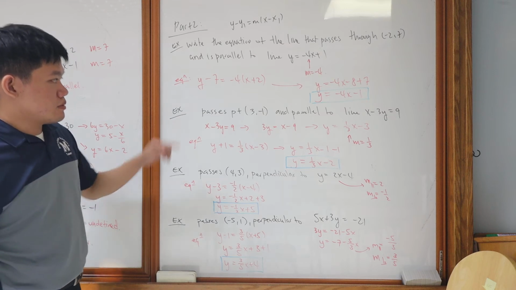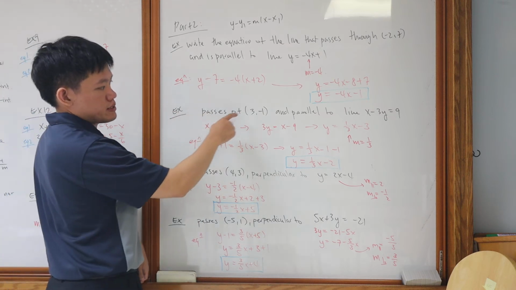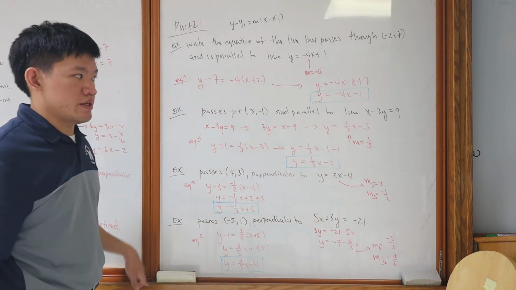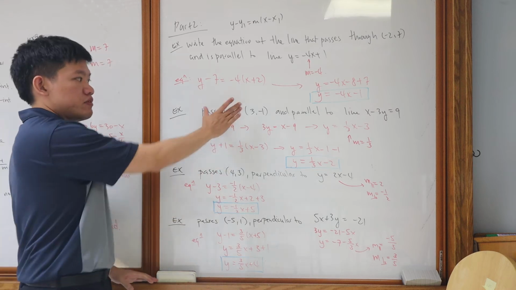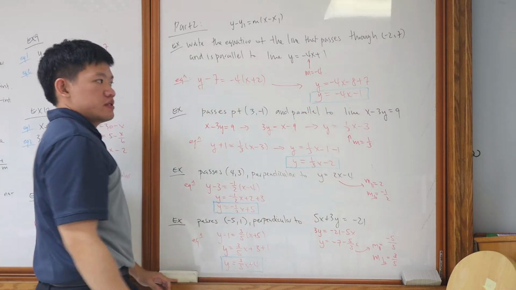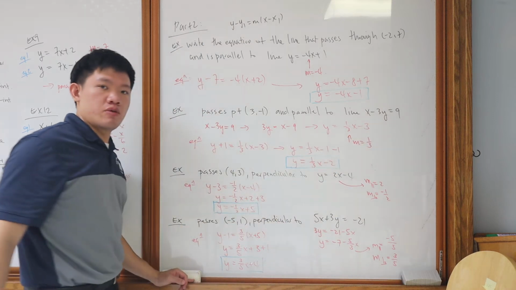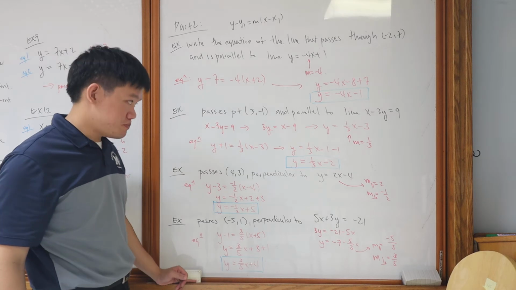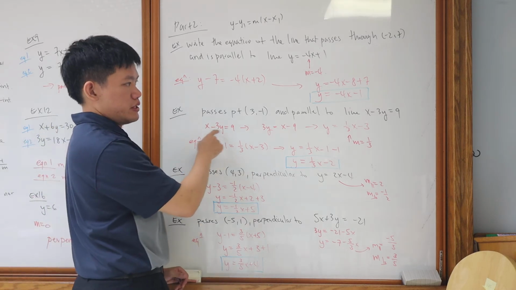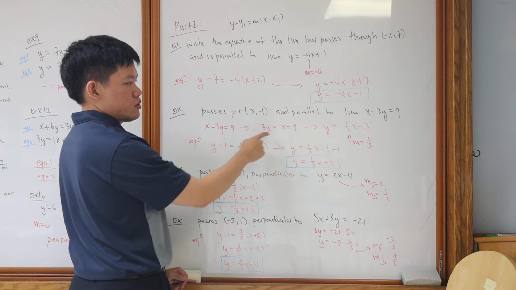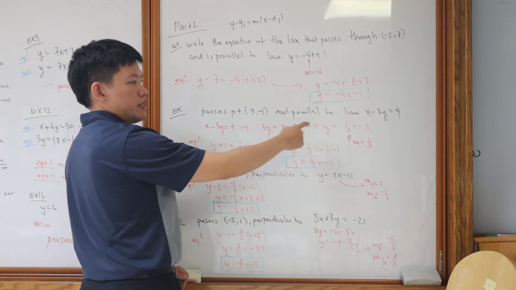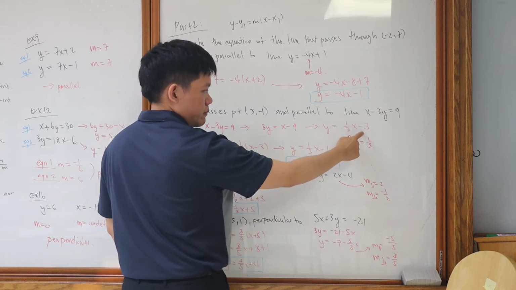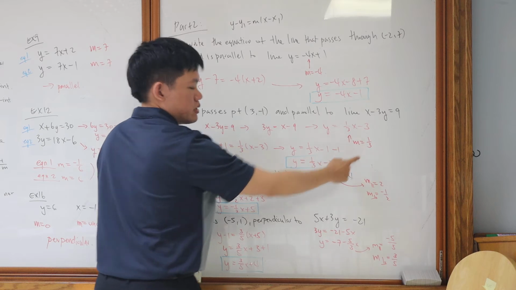Okay, the second example, we want to find the equation of a line that passes through (3, -1), and it's parallel to the line x minus 3y equals 9. So again, given a point, given a line. The equation that we're given is not in slope-intercept form, so we want to rewrite it in slope-intercept form so we know what the slope is. So first step, we write this in terms of x, so 3y is equal to x minus 9, and divide everything by 3, we get y is equal to 1/3 x minus 3. That means my slope has to be 1/3.